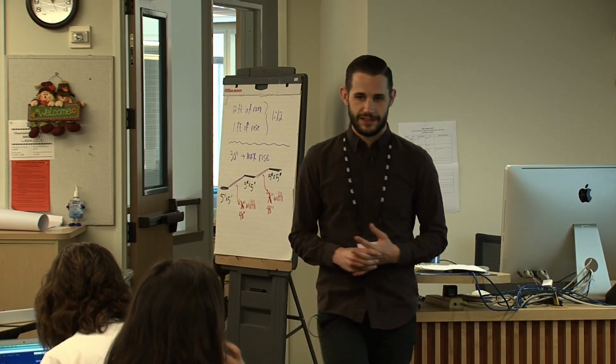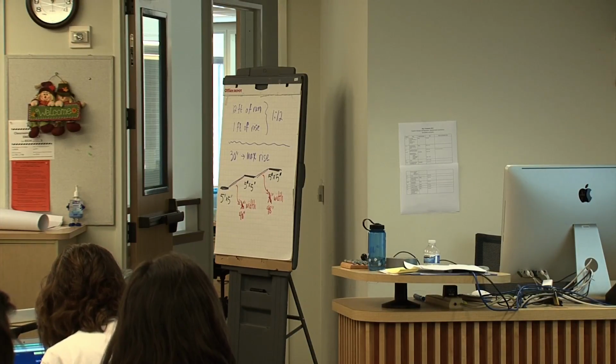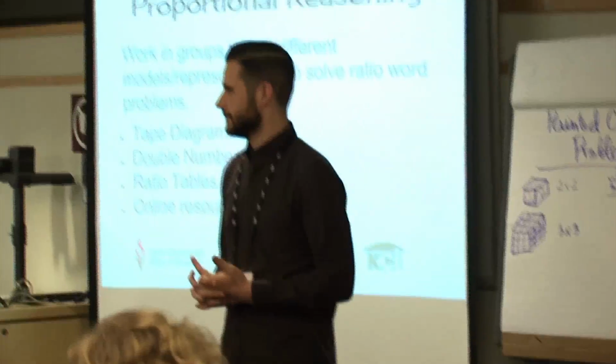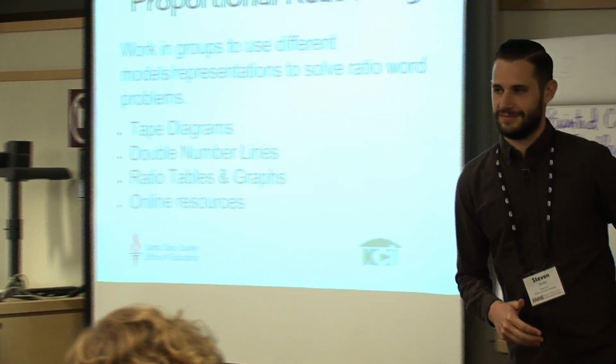Yeah. So I teach a special ed algebra class, so we do a lot of XY tables, and I'm finding that it's just too abstract for students to see that. So the double number line is really good. Cool.